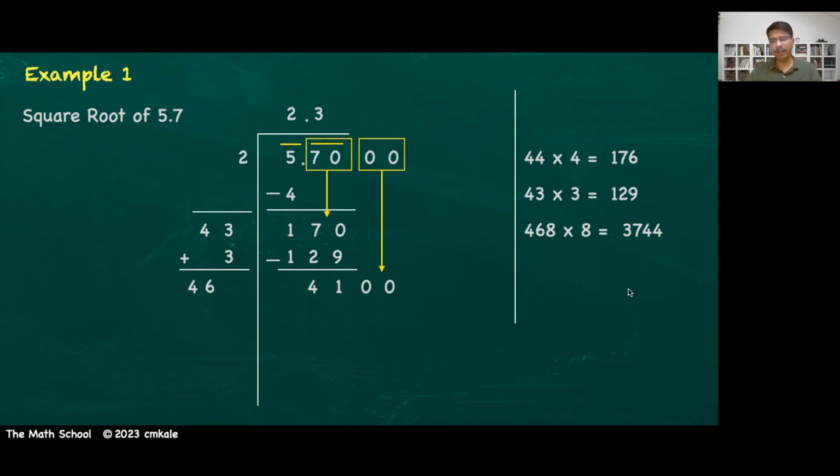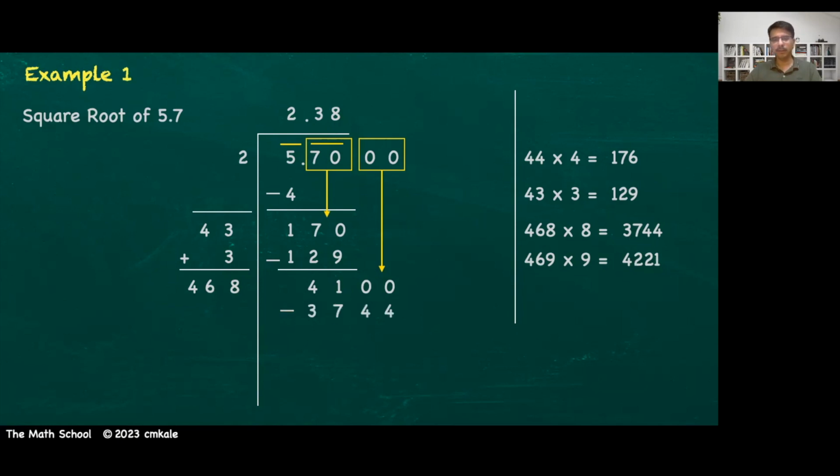Okay, maybe let's try 9. Let's see if we come closer to 4100. We get 469 into 9, which is 4221. But 4221 is greater than 4100. Therefore, we need to use 468 into 8. So our go-to digit is 8. Let us put 8 here as well as here. And 468 multiplied by 8 gives us 3744.